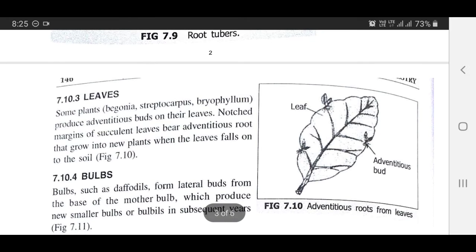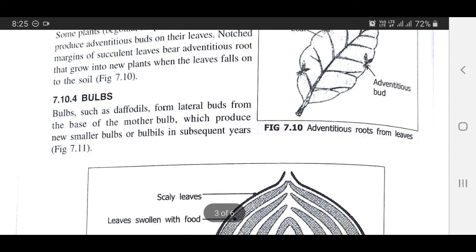Leaves. Some plants like begonia, streptocarpus, and bryophyllum produce adventitious buds on their leaves. As such, leaves have foliar embryos in them at each and every node or margin, and as and when a leaf goes to the senescent stage, they generally strike roots and develop into so many individual plants. Notch margins of succulent leaves bear adventitious roots that grow into new plants when the leaves fall onto the soil.